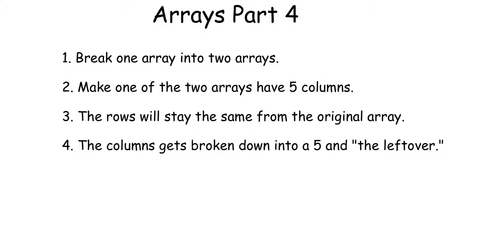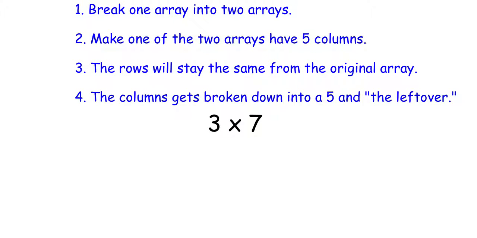So this one helps you figure out math facts that you don't know by taking what you do know about arrays. You can break an array into 2 arrays. It makes it a little bit easier if you make one of them with a column of 5. Today you're going to continue to see that the rows stay the same, and the columns get broken down into a 5 and what we call the leftover. So let's take a look specifically at what that means.